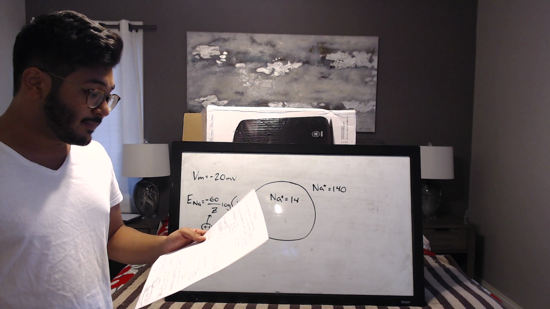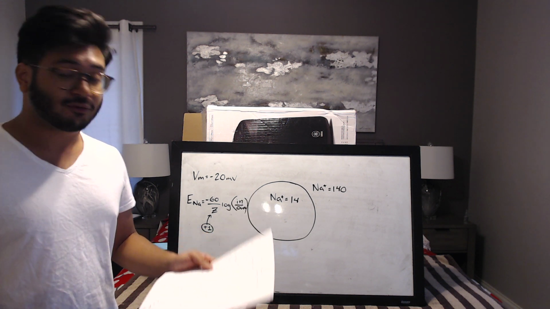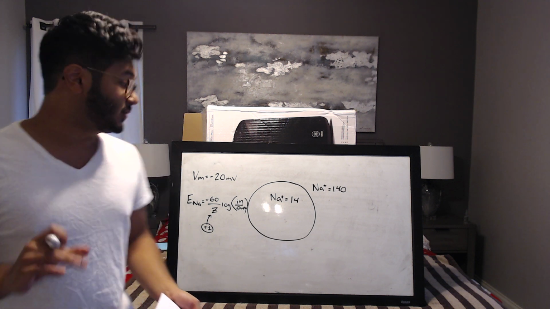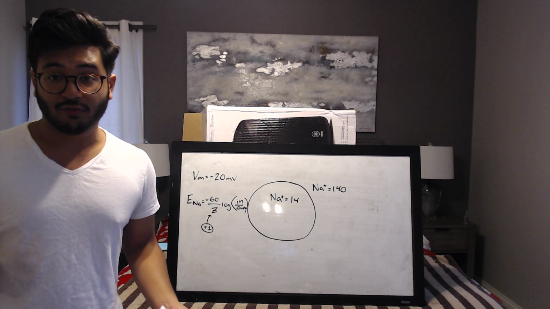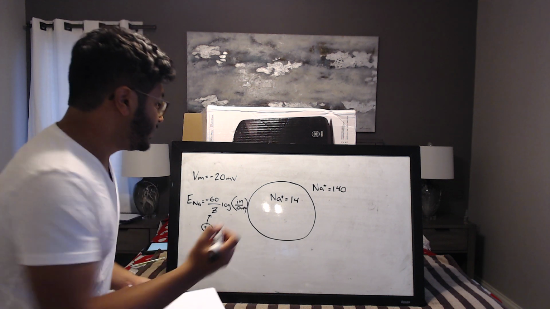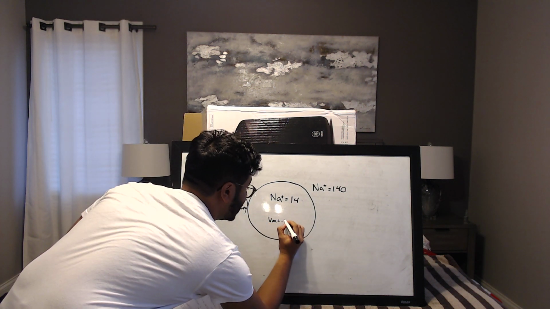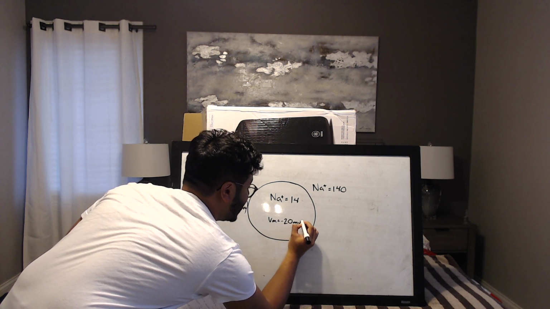The next step is to see the charge differential between the inside and the outside of the cell at rest, meaning at your -20 value of your VM value. So your VM value is going to be -20, which is your resting membrane potential inside the cell.